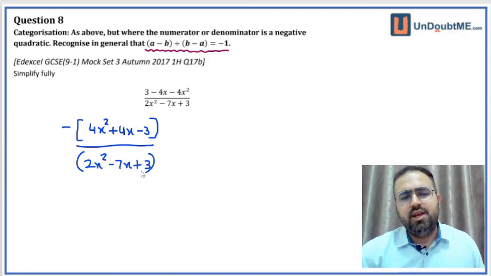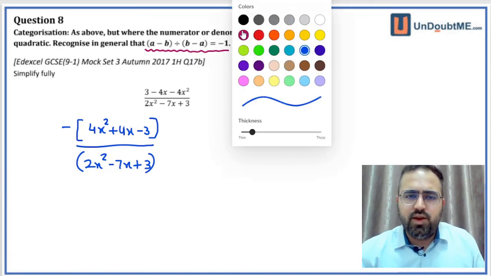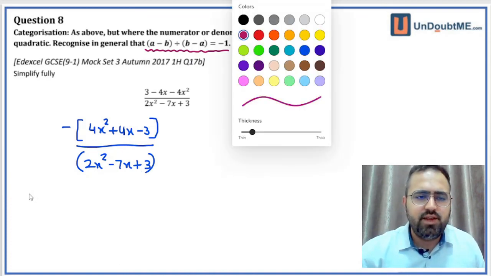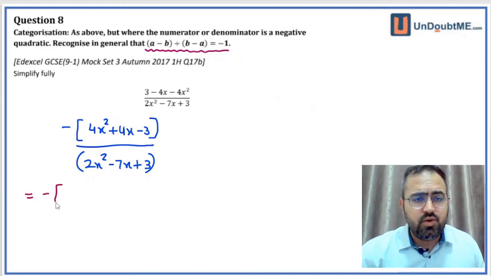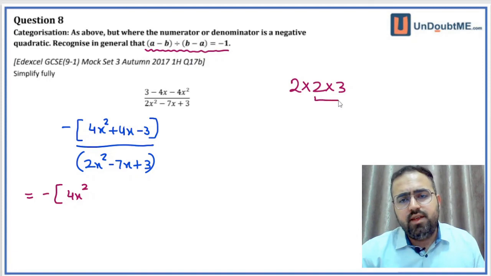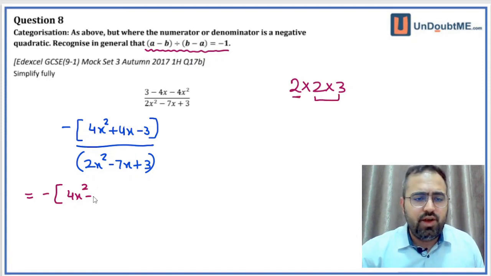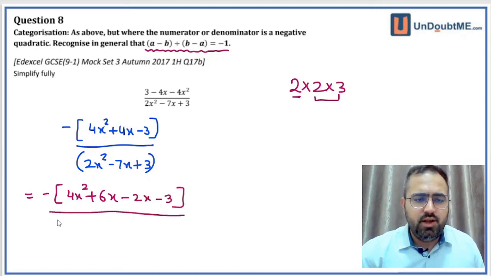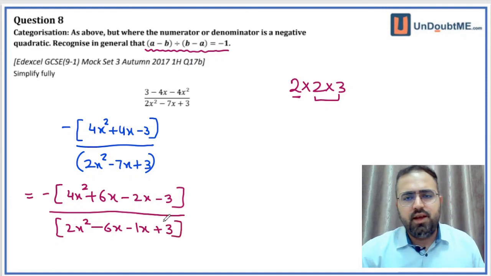We have to deal with both the quadratics, try to factorize them, and then we'll see if there is any common factor getting cancelled. Okay, so 4x squared. Now 4 3s are 12. It can be broken down into 2 2 3. 6 and 2 will give me 4, so I will write down the middle term as 6x minus 2x minus 3. Same thing we have to apply in the denominator. In the denominator it will be 2x squared minus 6x minus 1x plus 3.